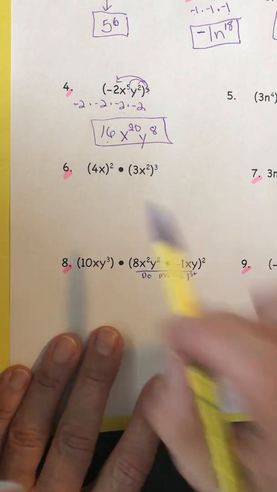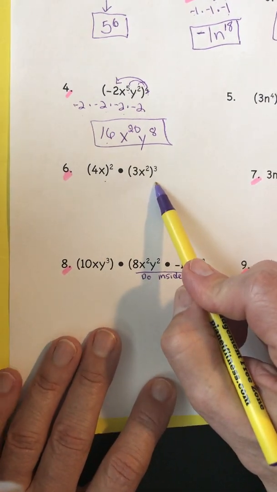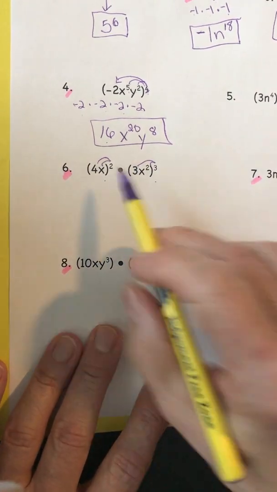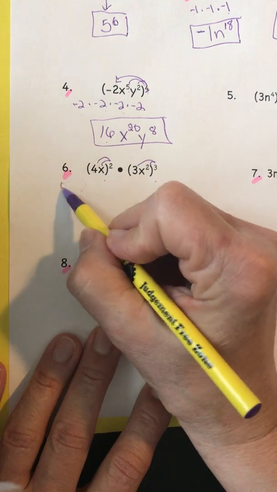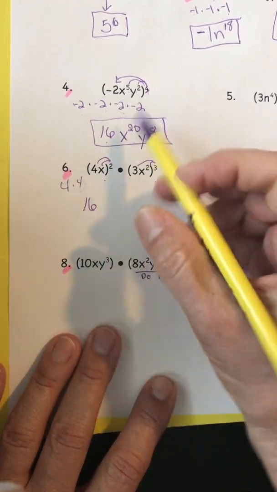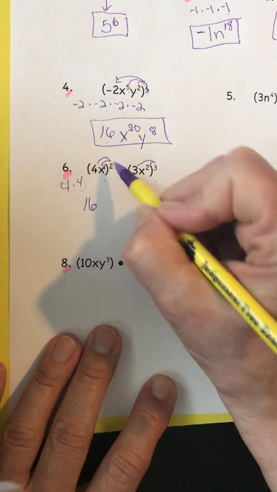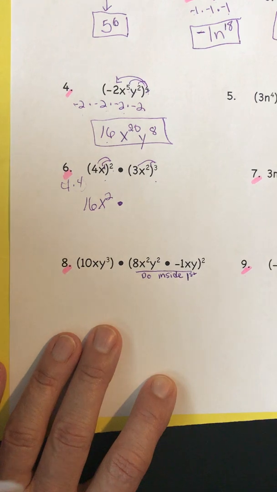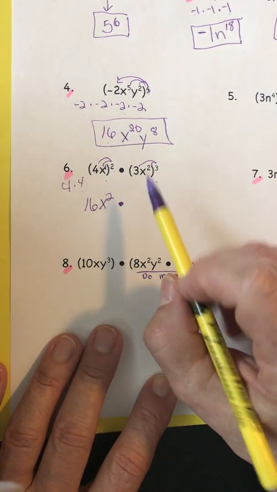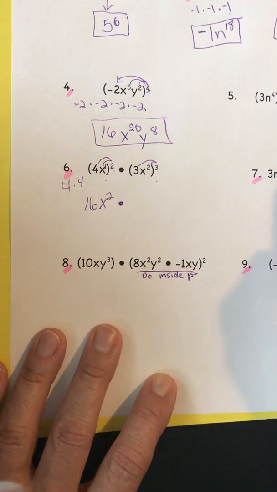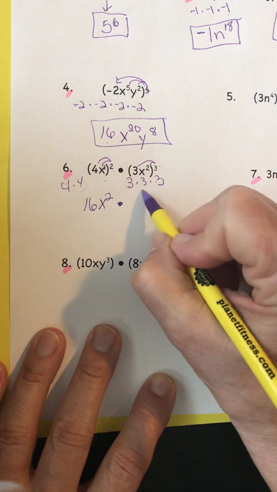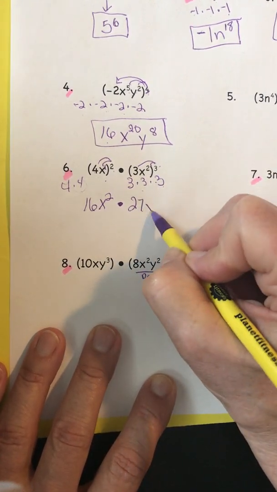Okay, good job, guys. I'm going to skip down to number 6 now. I want you to notice they're both power of powers. That's really important. So I know that I'm multiplying exponents. So I go 4 times 4, so I get 16. X1 times 2 is x2. I'm going to bring down that times sign because I'm not going to be done here until I multiply these two problems. So I've got 3 to the 3rd power. 3 times 3 times 3. 9 times 3, I get 27. And I write the x.